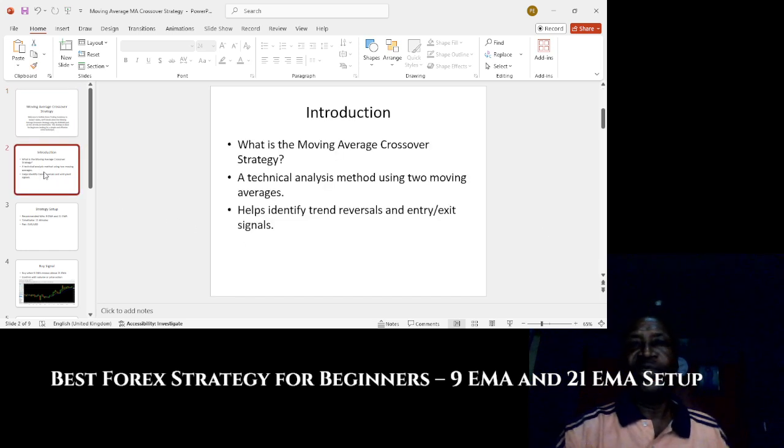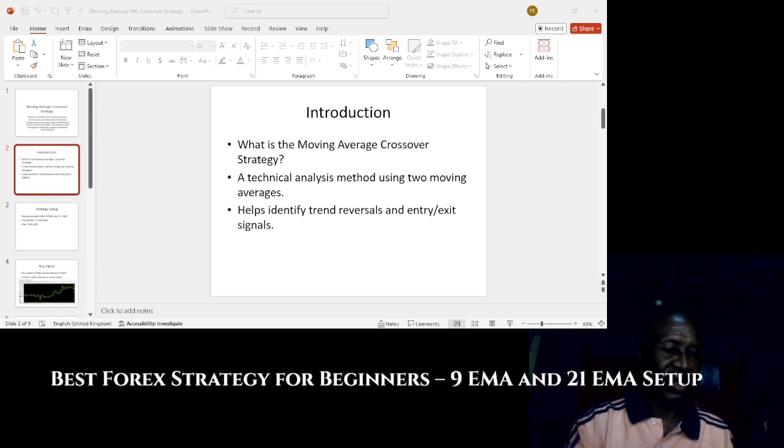Introduction. What is the moving average crossover strategy? It's a technical analysis method using two moving averages to help identify trend reversals and entry and exit signals. That's exactly what it is. So it helps you to identify trend reversal, entry and exit signals.